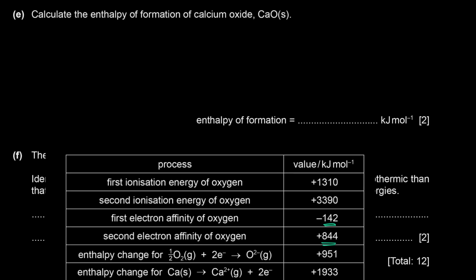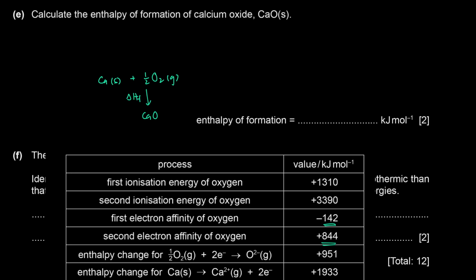Now if you guys remember, this is how we use a Born-Haber cycle, right? What we have is we know that by definition, the enthalpy of formation of calcium oxide is when we have calcium and we have half a mole of oxygen gas, and the enthalpy of formation is the energy needed to form 1 mole of a substance, or the energy change to form 1 mole of a substance from its constituent elements. So this is what we're trying to calculate.